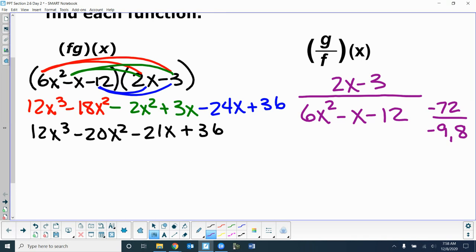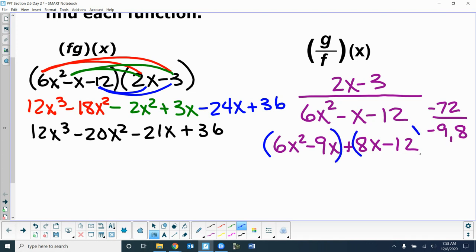Okay? So what we do when it's like this is we rewrite it as 6x squared, and then instead of negative 1x, we write negative 9x plus 8x for the middle, and then the minus 12. What we did is we changed it to a grouping problem. We just group them. All right, in this first group, 3x is common. And in the second group, 4 is common.